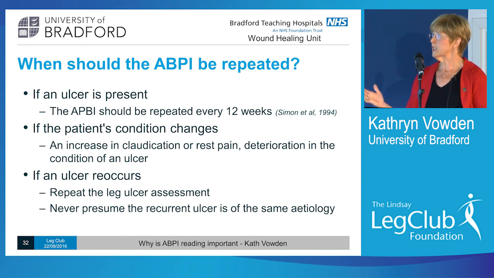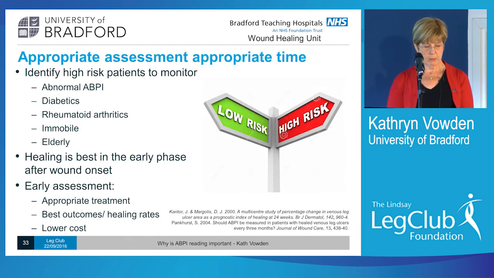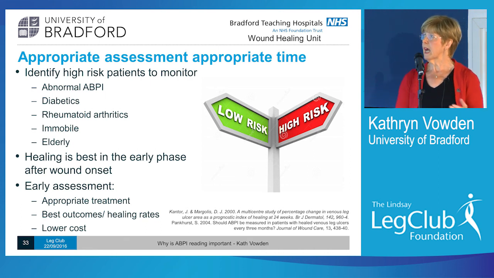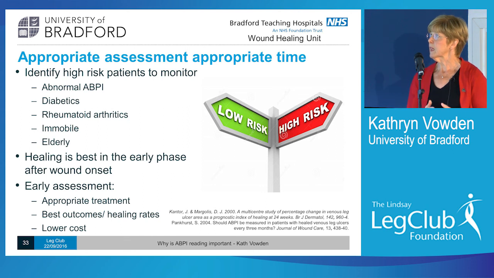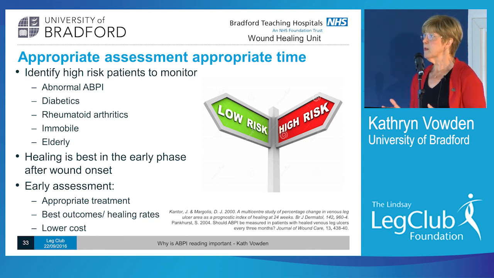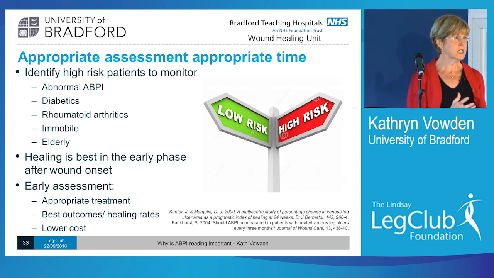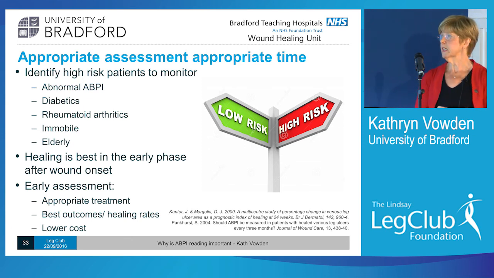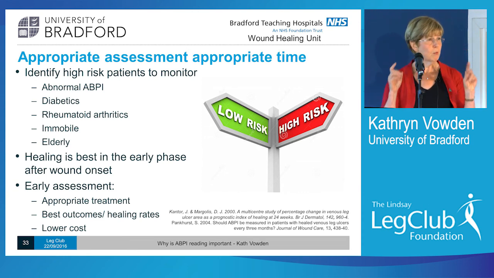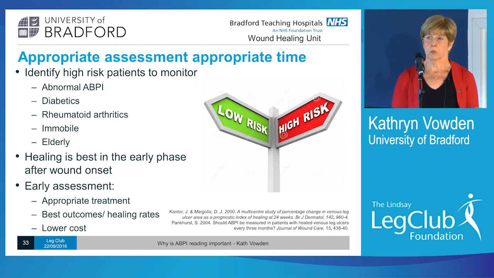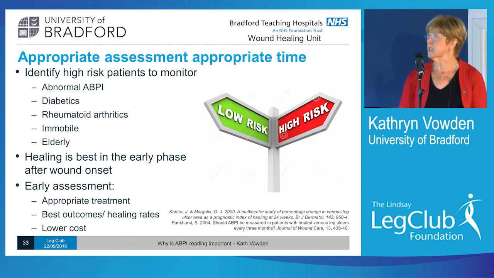But it's true, if the patient's condition changes, we need to repeat the ABPI. And if an ulcer recurs, then we can't assume that the next ulcer had the same etiology as the last one. So we do need to be a little smarter about this and identify the high-risk patients that we need to monitor. And the guidelines suggest those with an already abnormal ankle brachial pressure index, diabetics, those with rheumatoid arthritis, the immobile and the elderly all fit into the higher risk group which you may want to monitor more frequently. The normal person, if there is a normal person out there, with a straightforward venous ulcer, who can report problems, is going to be in a lower risk category.